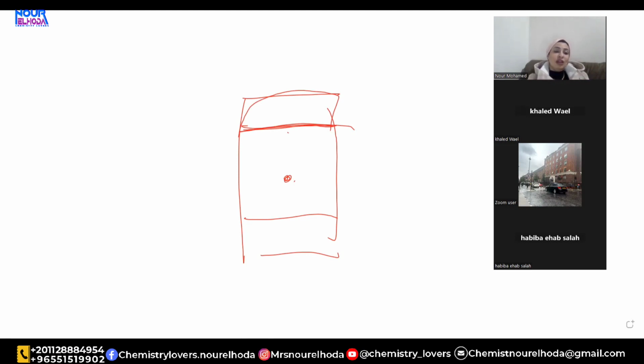The level of solvent, if you want the level of solvent, it's down. Level of solvent is supposed to be here. If you want the solvent front, then this one.